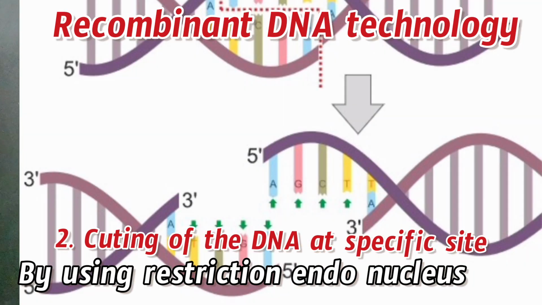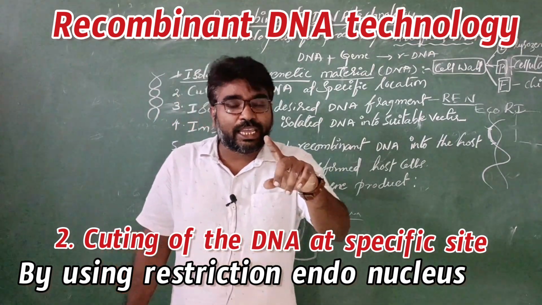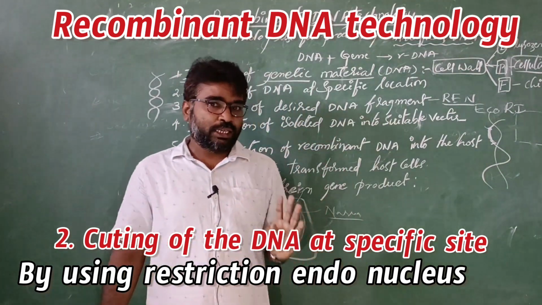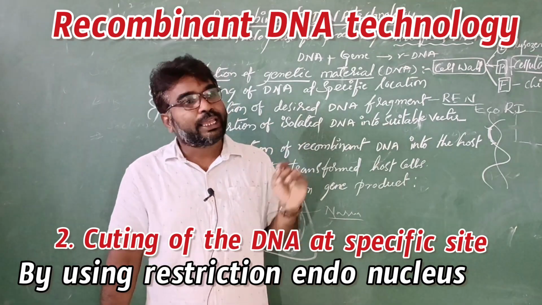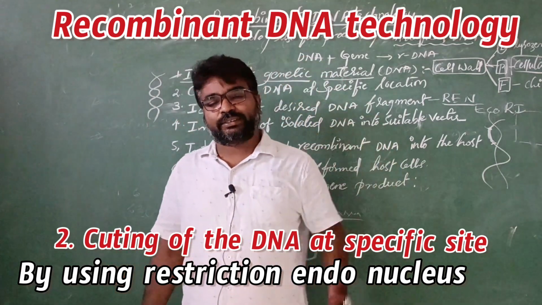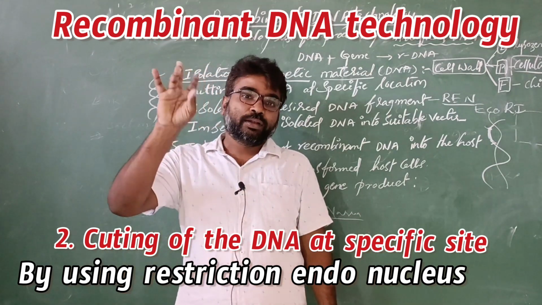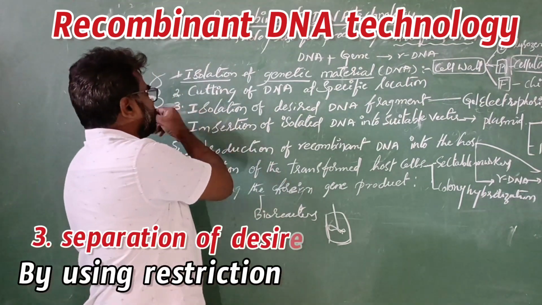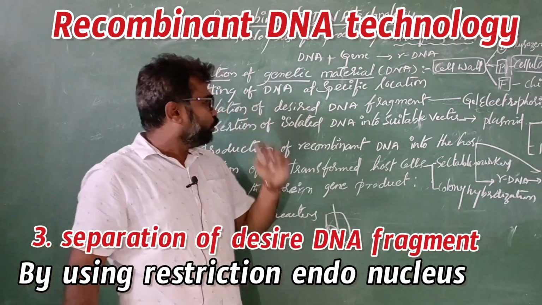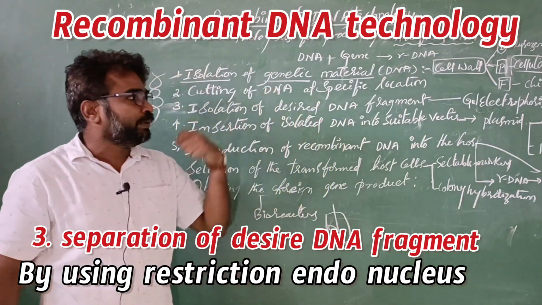My dear friends, here a simple thing is there. Every restriction enzyme cuts at a specific site. It does not cut just anywhere. It cuts a specific site. Let us learn the third step, that is isolation of the desired DNA fragments.